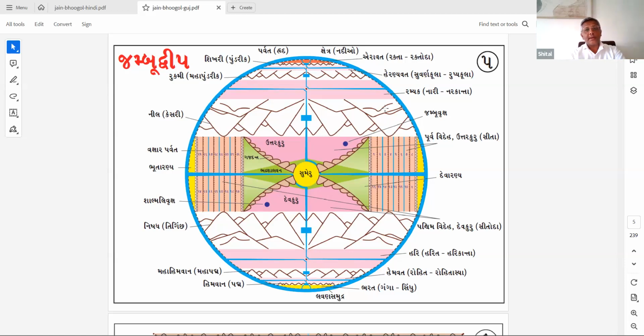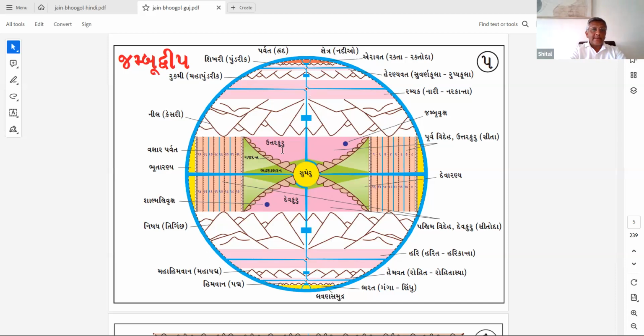You understand the question? Is it 30? 30, very good. Because there are six everlasting bhog bhumis here. So there's 1, 2, 3, 4, 5, 6. So 6 times 5 is 30. So there's 6 bhog bhumis, which are everlasting bhog bhumis.